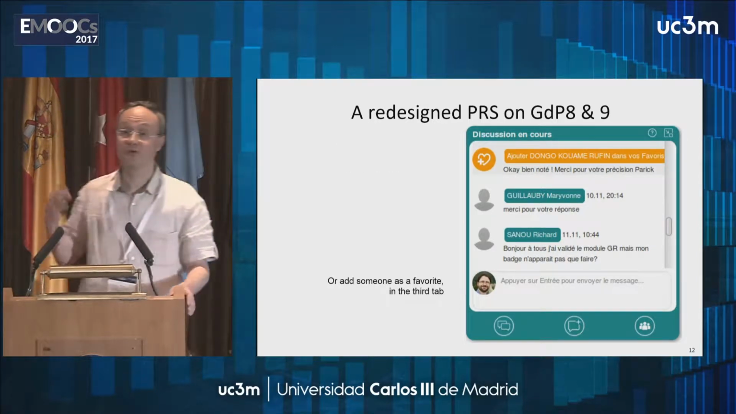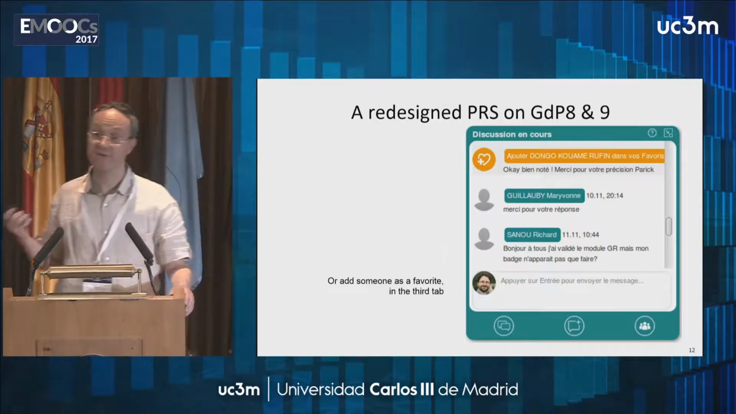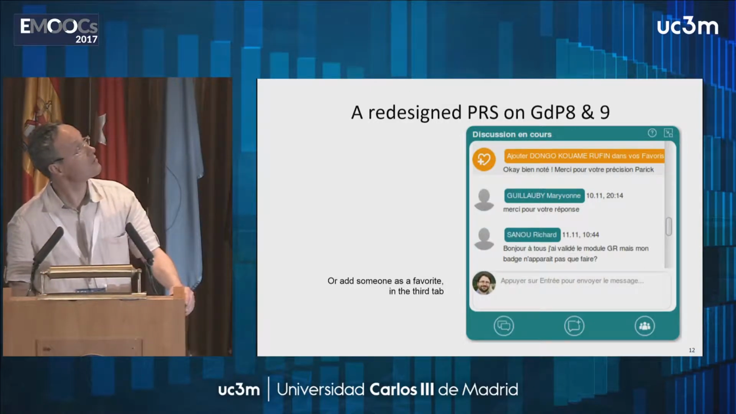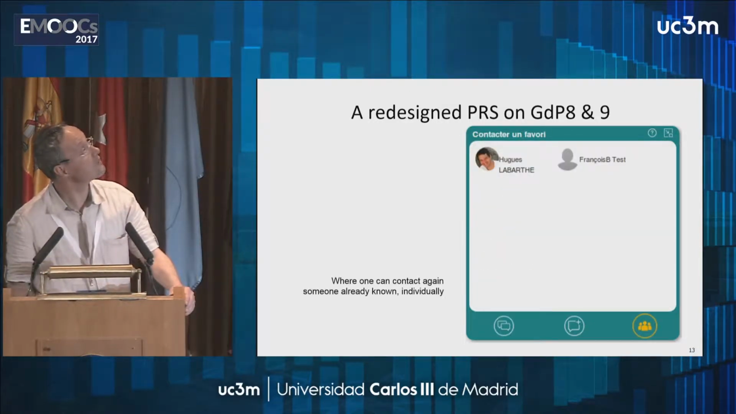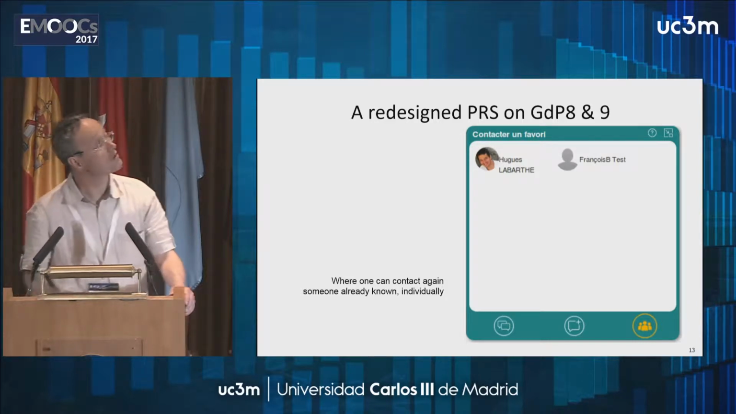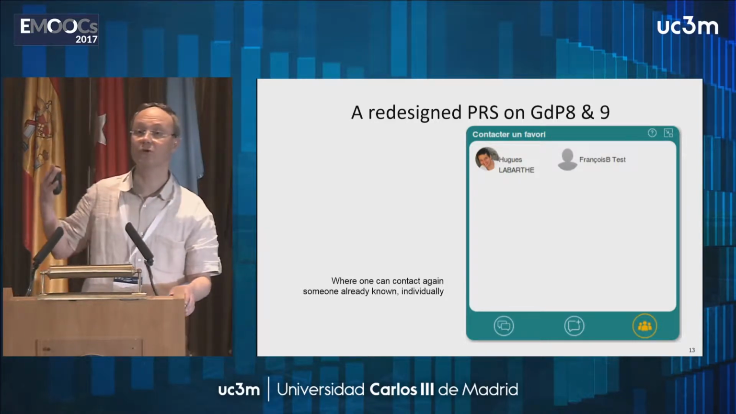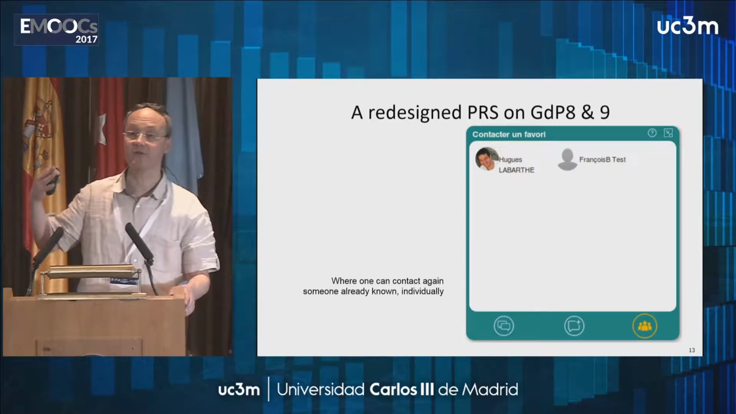If you like someone, you can choose him as a favorite. With your mouse, there is a special tab for that. And you can contact again someone you know, who is now in your friend circle.